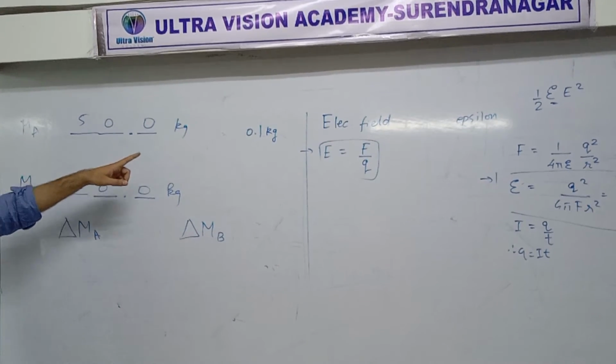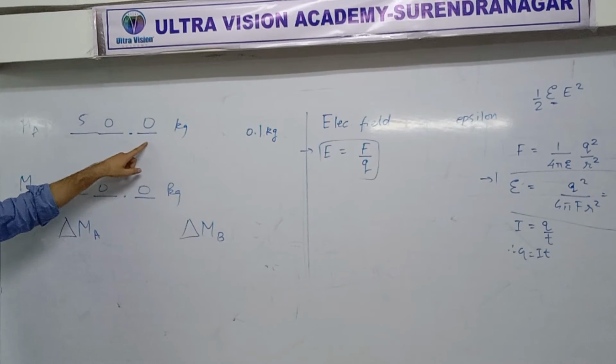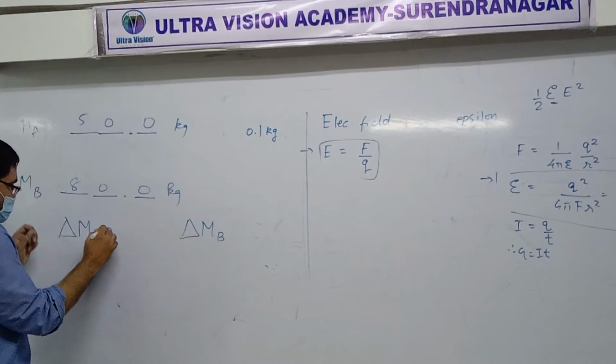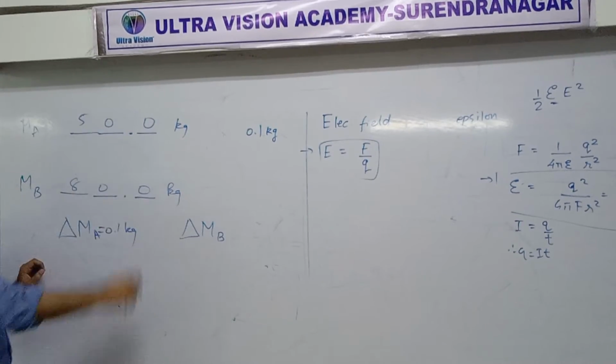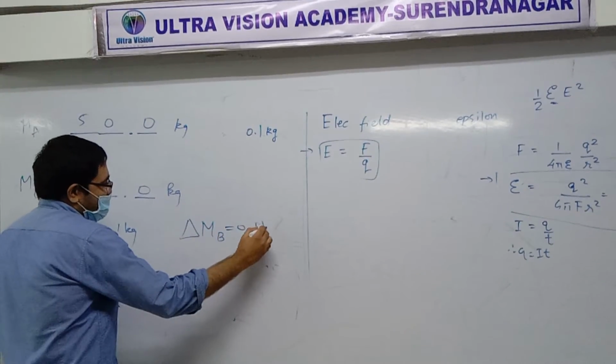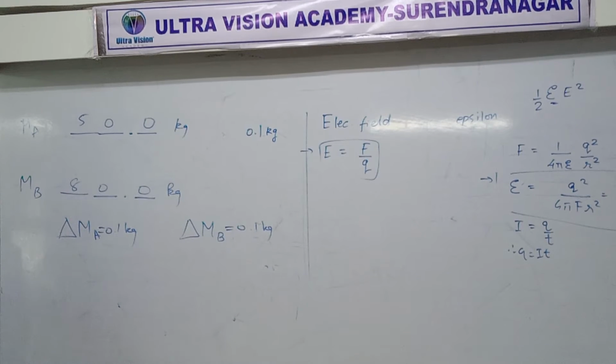Who understood that? Okay or not okay? Yes. So this is 0.1. In the second one, it is also 0.1 kg. So what can you say? Absolute errors are the same. Fine.